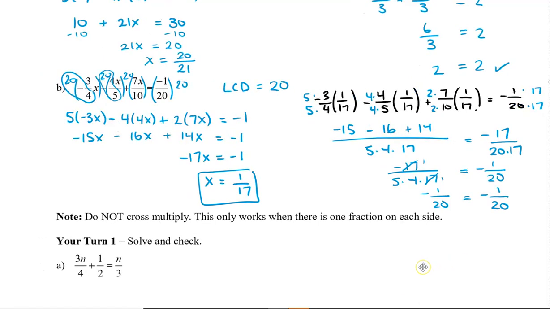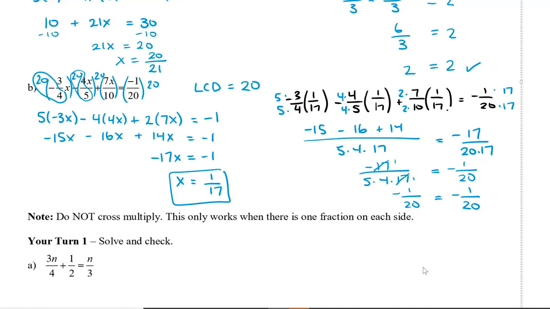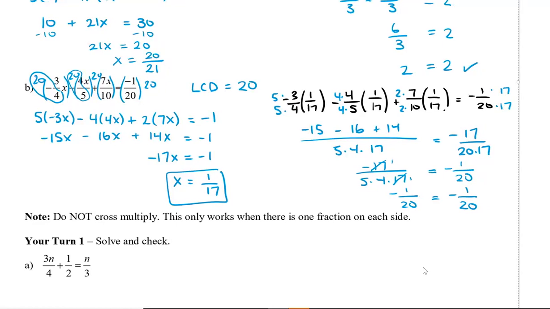Now, one of the things that you might want to do is you might want to cross multiply. However, because we have 3 fractions on the left side, or even 2, do not cross multiply because this only works when there's only 1 fraction on each side.